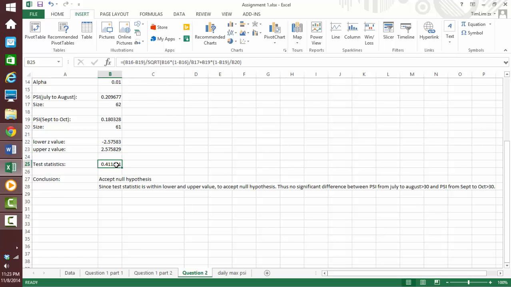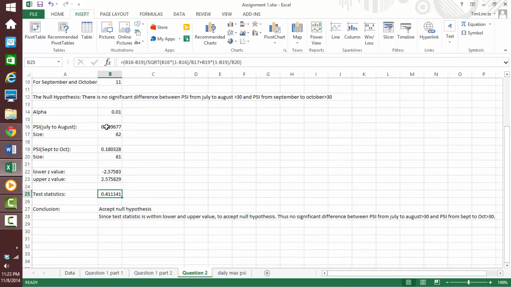Then I did a test statistic where the July to August probability is subtracted with this, over the square root of B16, which is the PSI July to August times 1 minus the same thing, over the size, plus B19, which is the September to October probability, times 1 minus the probability, over the size. And then I made a conclusion where I accepted the null hypothesis since the test statistic is within the lower and upper value. Thus there is no significant difference between the PSI from July to August more than 30 and the PSI from September to October.